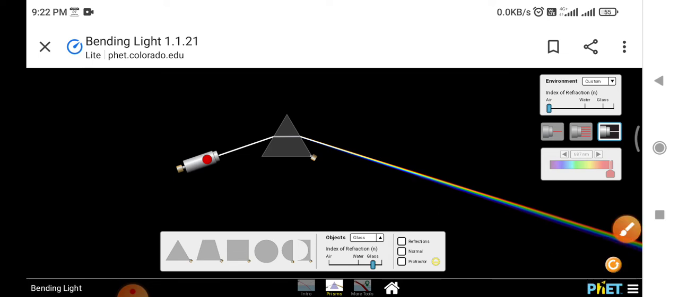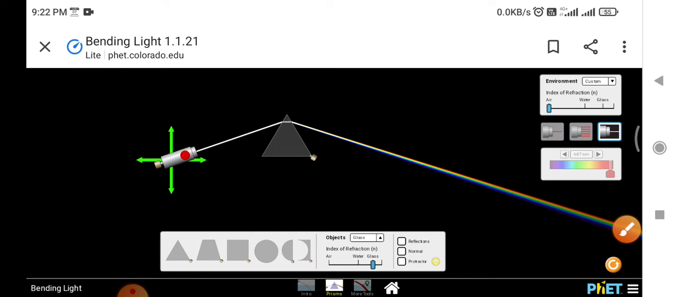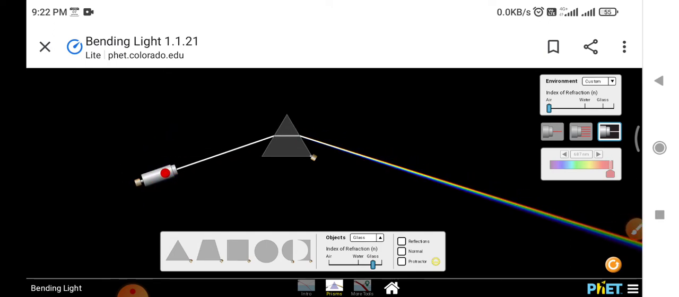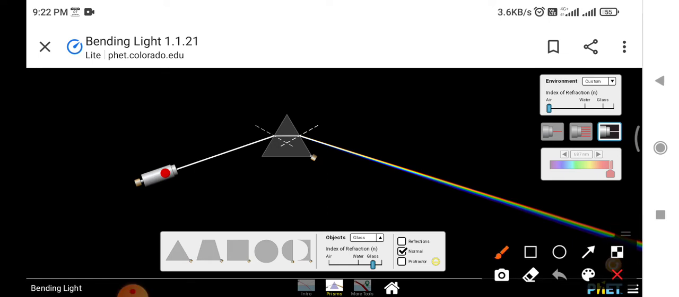See, if you draw the normal line, this is the normal line. So from this we can understand that when the white light passes through the prism, it is dispersed into 7 colors.